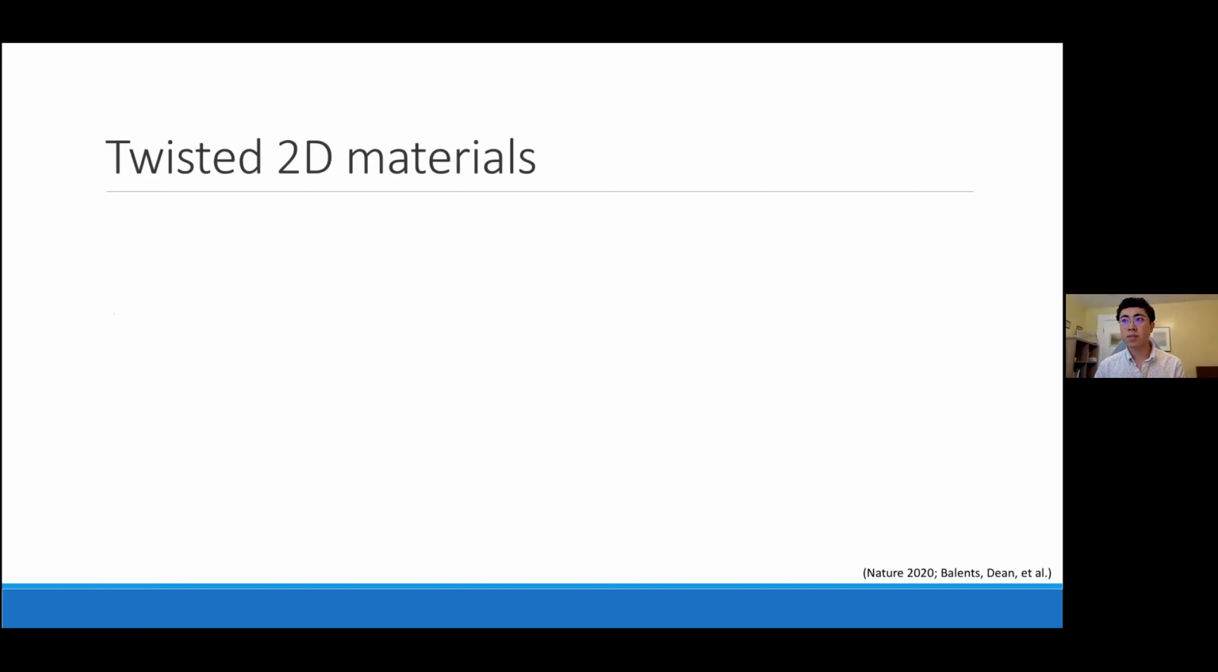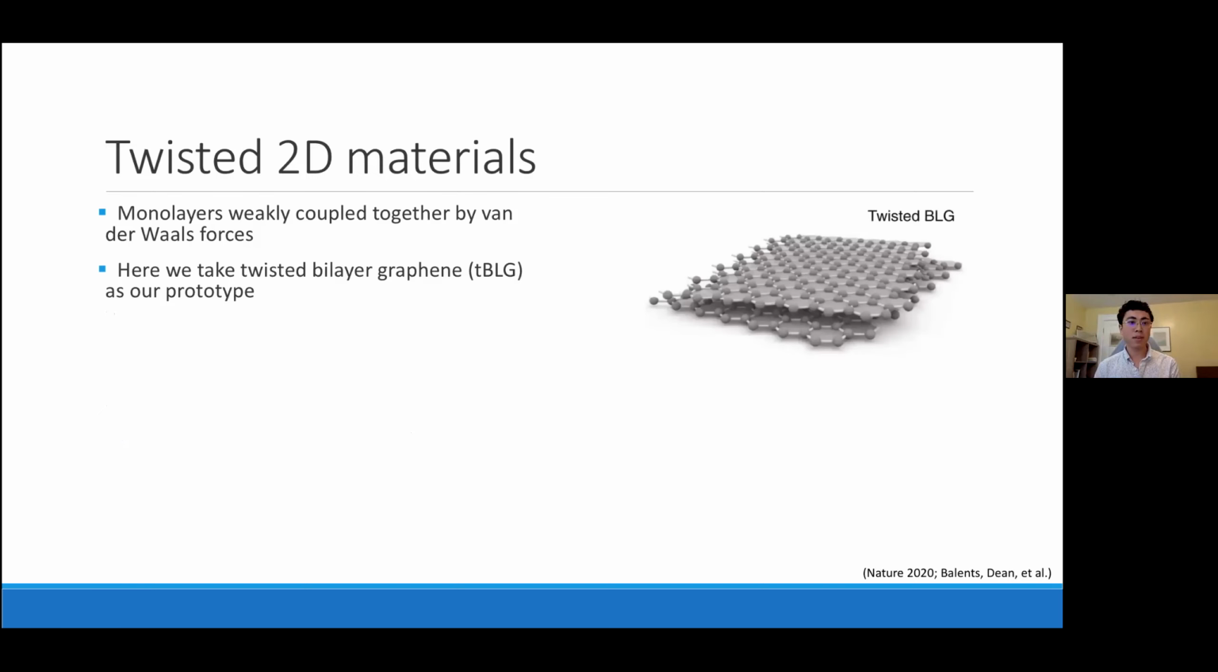So 2D twisted materials. So what are these? These consist of monolayers. Within a given monolayer, you have pretty strong molecular bonds. But between these two layers, let's say you took two of them, they're only coupled together quite weakly by van der Waals forces. So this affords us some flexibility in terms of being able to sandwich these together, possibly with different angles, possibly with layers consisting of different atoms altogether, so different molecular chemical structure.